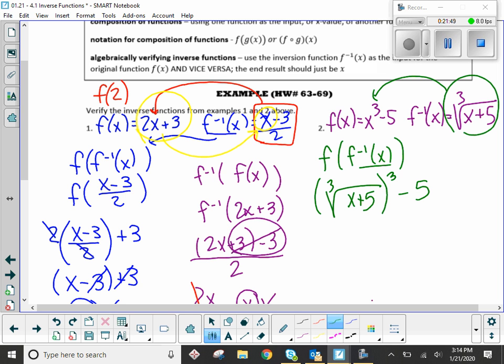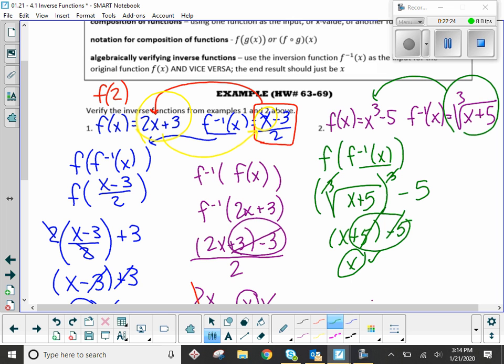Parentheses, there's nothing else I can do in the parentheses. Exponents next. That's this cube. What happens to the cube and the cube root? Cancel, leaving you the radicand inside, the x plus 5. Then you bring down the minus 5. So you did the exponents, then you do any multiplication or division. There are none. Then you do addition or subtraction, which is right here. Those are gone, leaving you x.